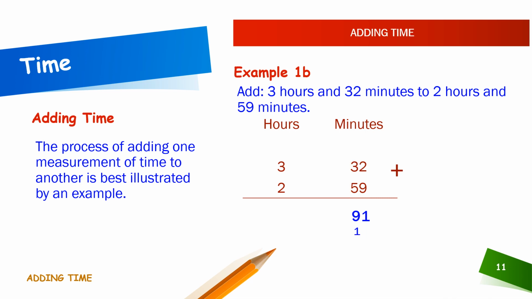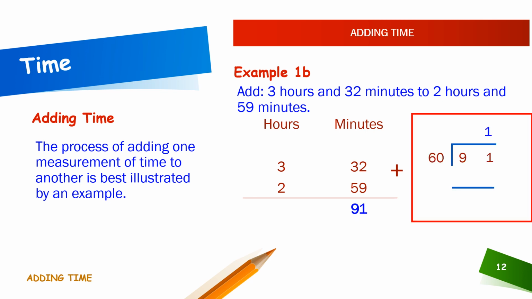Since 91 is greater than 60, we need to divide 91 by 60. And so 91 divided by 60 is 1 and something remaining. 1 times 60 is 60. Subtract 60 from 91 to give 31. So 91 minutes is 1 hour and 31 minutes. We express the 1 as shown in the table.